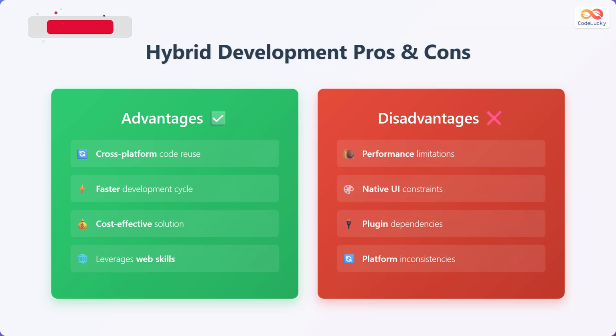However, there are notable disadvantages. Performance limitations occur because hybrid apps run in a web view, which is slower than native execution. Native user interface constraints mean you may not achieve the exact look and feel of platform-specific applications. Plugin dependencies can create compatibility issues and maintenance overhead. Finally, platform inconsistencies may arise when the same code behaves differently across different operating systems.